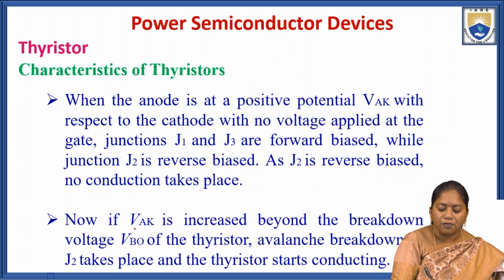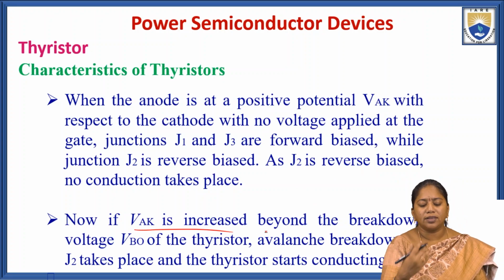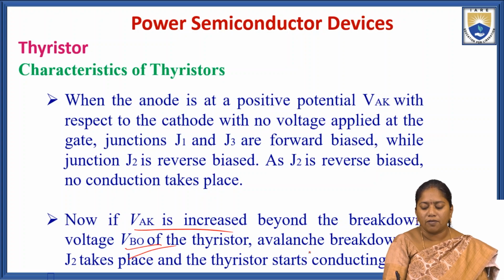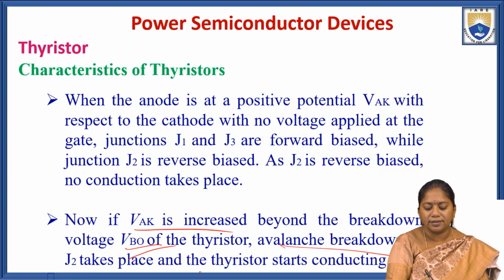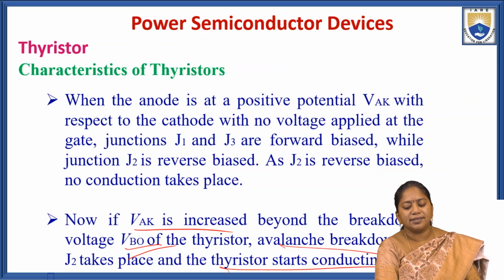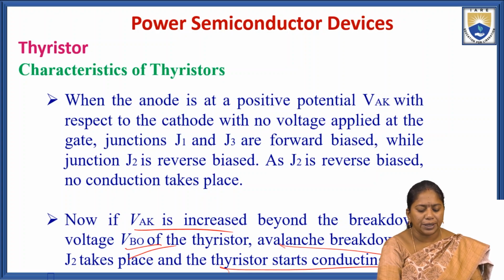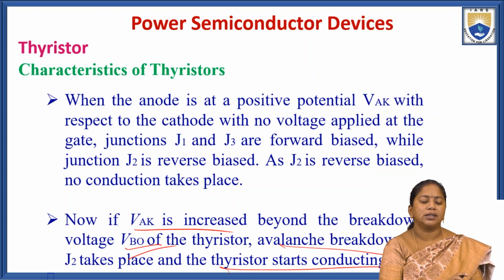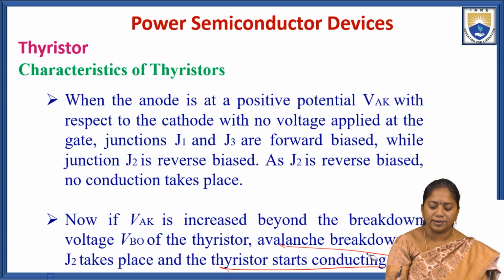Now, if VAK is increased beyond the breakdown voltage VBO of the thyristor, the avalanche breakdown of J2 takes place and the thyristor starts conducting.